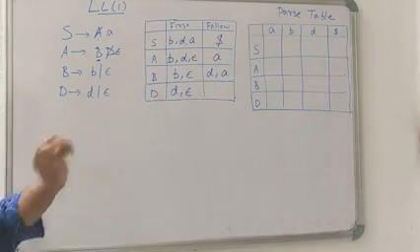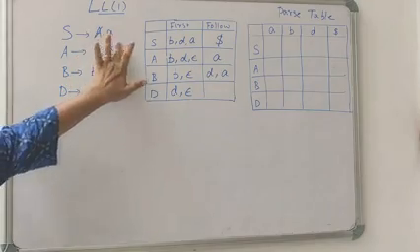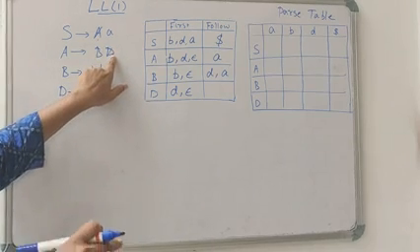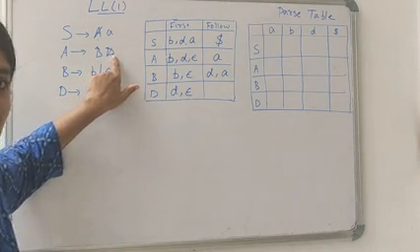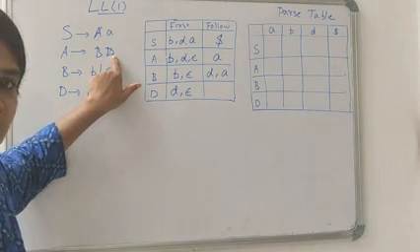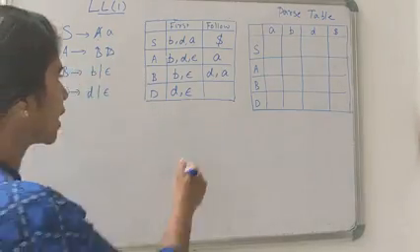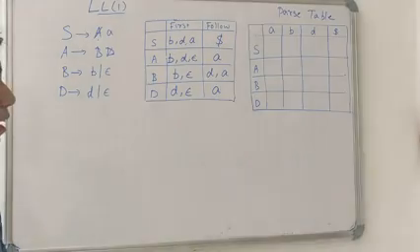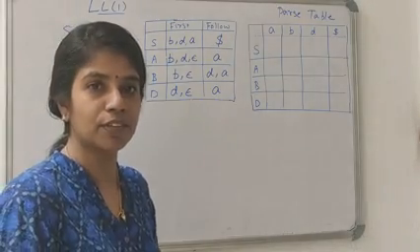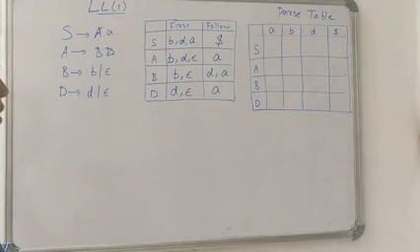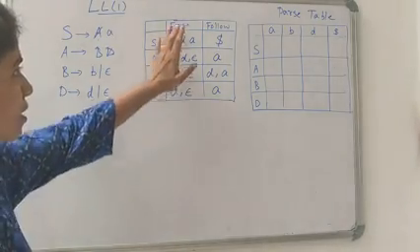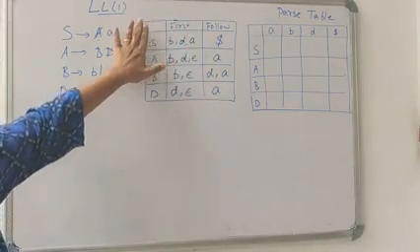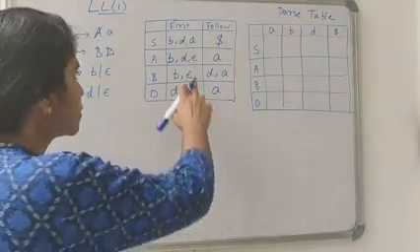Now what is follow of D? Where is D in the right side of the grammar? D is here, and there is nothing after D. So what is follow of D? All follow of its parent, that is all follow of A. So now this is our first and follow list for this grammar. Now we will construct the parsing table for this grammar. To construct the parsing table, you need to consider the first list, the first of all the non-terminals. So here it is.